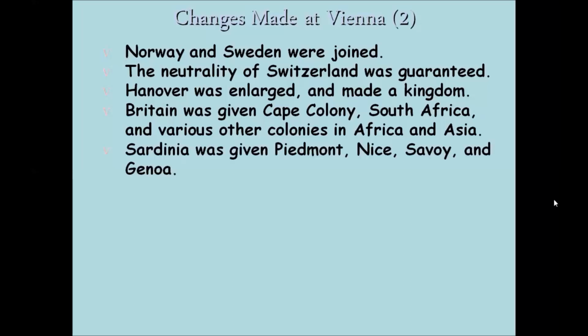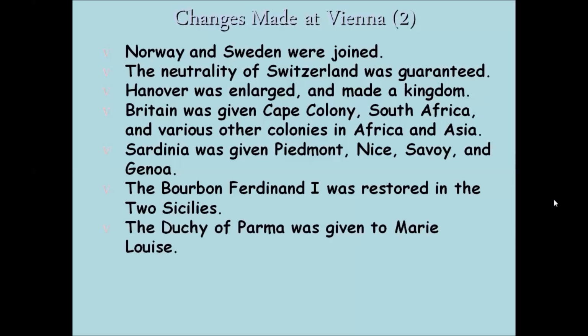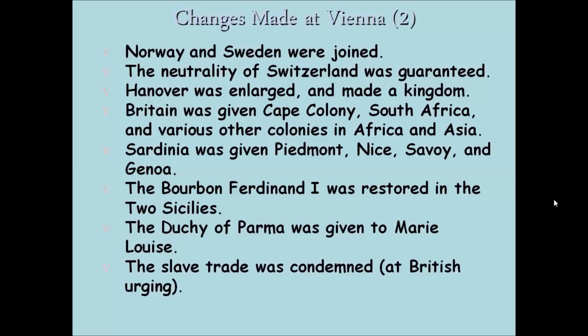Sardinia was given Piedmont, Nice, Savoy, and Genoa. So again, you have some breakups in the Italian area there. And the Bourbon Ferdinand I was restored to the Two Sicilies. So you have a Bourbon leader coming in charge of Sicily. And the Duchy of Parma was given to Marie Louise. The slave trade, which is interesting during the Congress of Vienna, is going to be condemned by the British. So again, slavery becomes an issue during this time period.